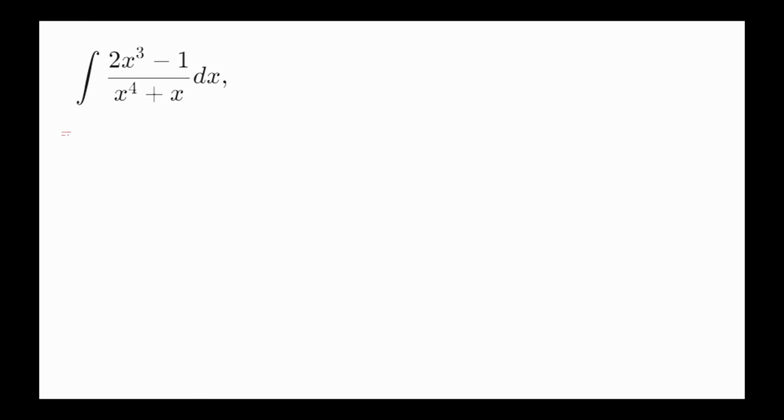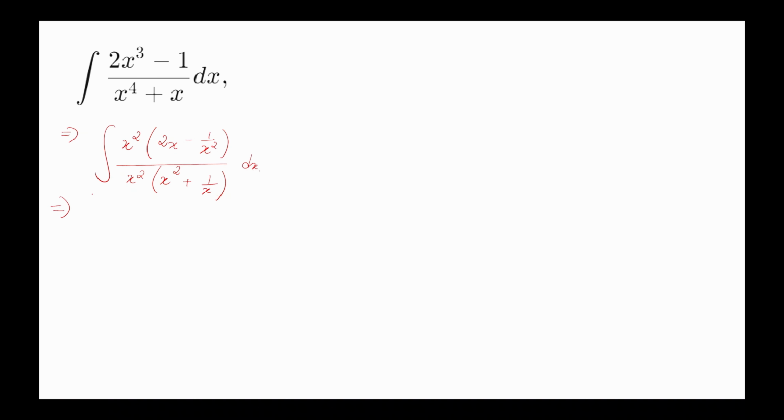So what I'll do is I'll take x square common from the numerator as well as the denominator. So I would have x square taken common. So this would become 2x minus 1 by x square. And below, I'm going to have x square taken common. Here I would have x square plus 1 by x dx.